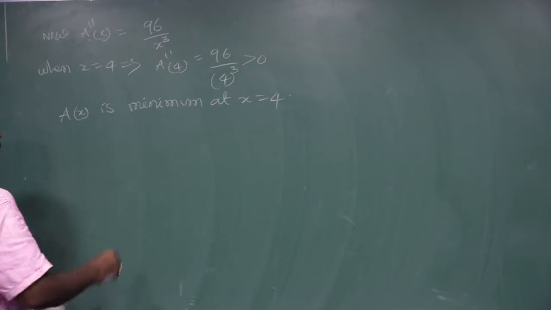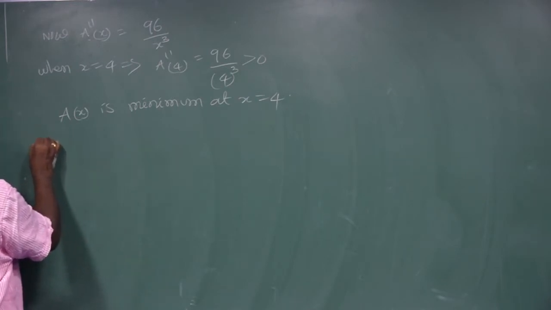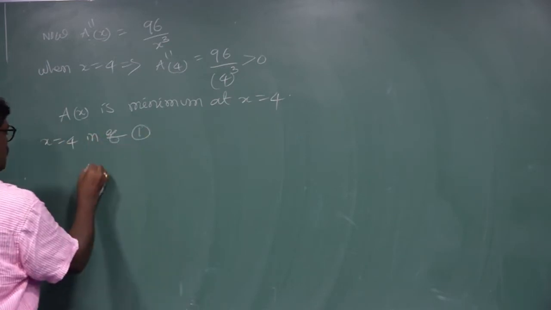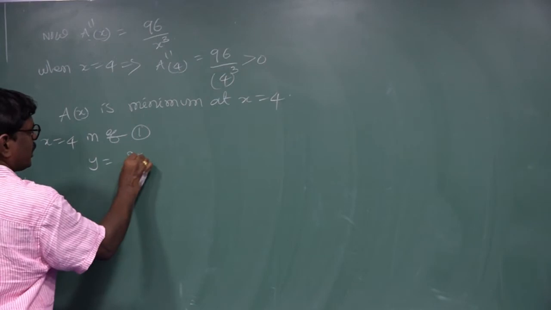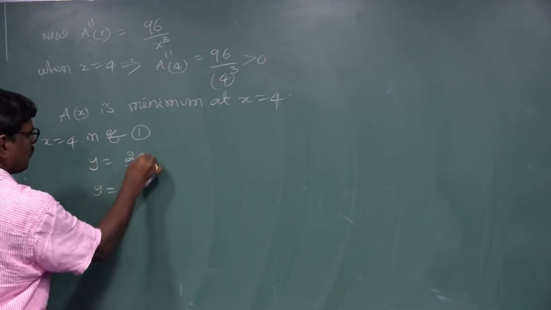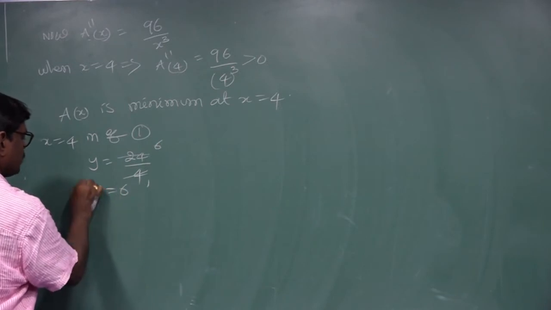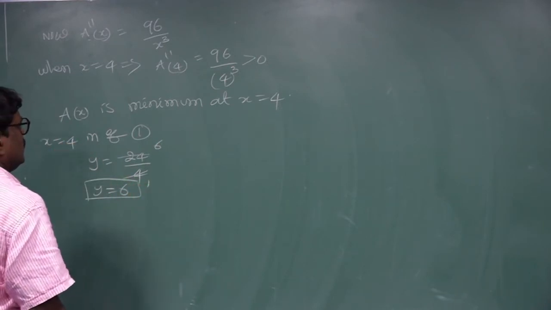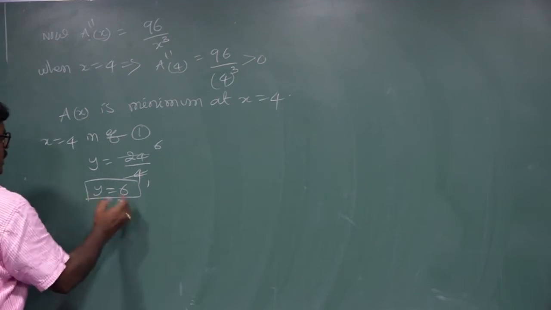At x equal to 4 in equation 1, y is equal to 24 by 4. Y is equal to 6.